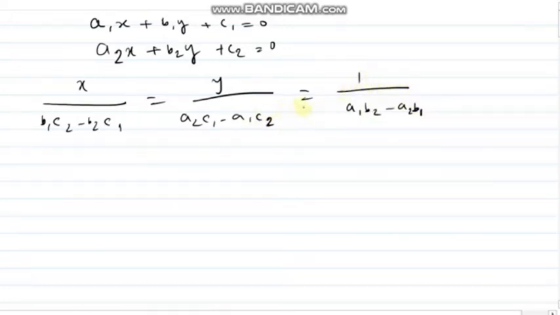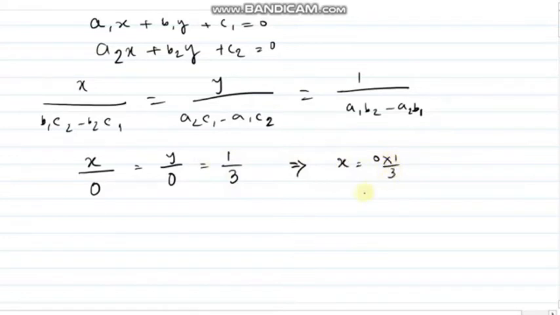I have explained it there. So now if it is x divided by 0 equals y divided by 0 equals 1 divided by 3, then x will be equal to 0 into 1 divided by 3. So x will be 0, and the same thing, y will also become 0.